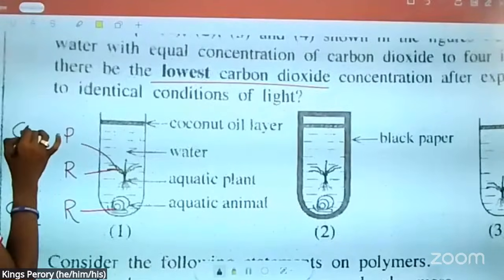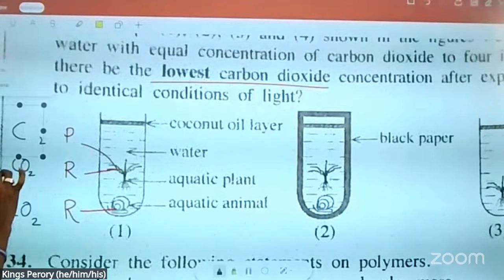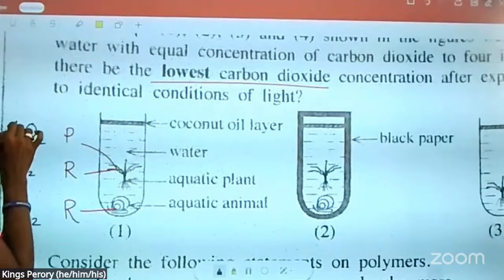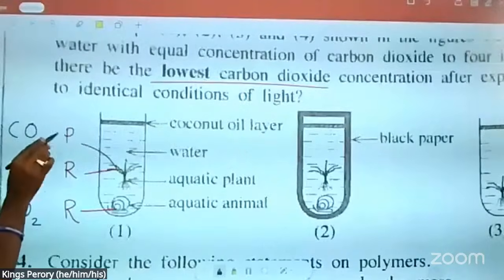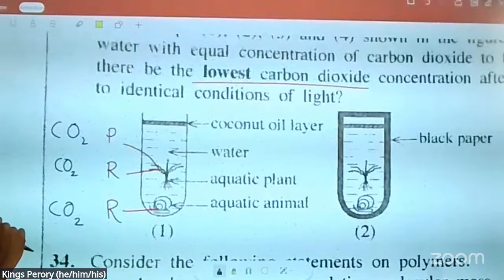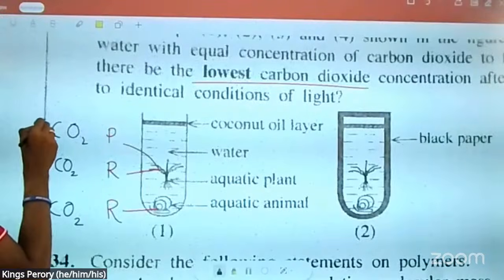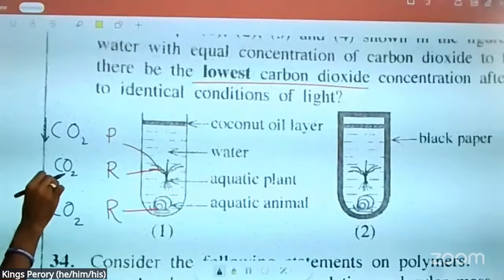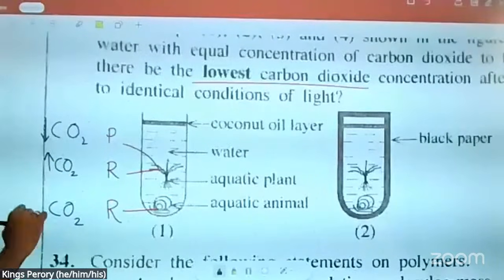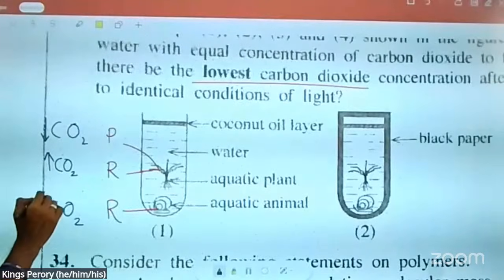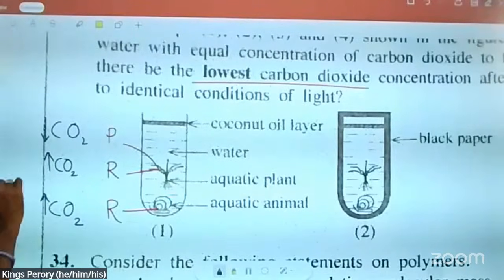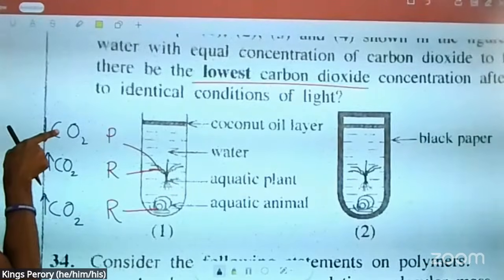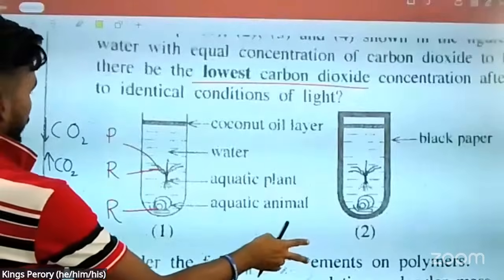Carbon dioxide concentration will decrease. Due to photosynthesis, carbon dioxide will decrease. Here, due to respiration, carbon dioxide is released, so carbon dioxide will increase. Here also carbon dioxide is released, so carbon dioxide will again increase. I'll write it like this, easier to analyze: two respiration, carbon dioxide released; one photosynthesis, carbon dioxide absorbed.